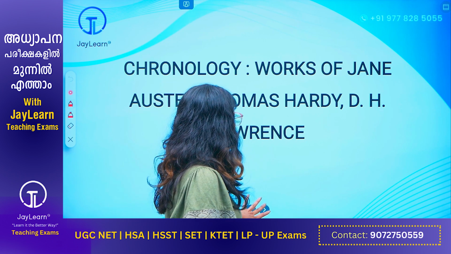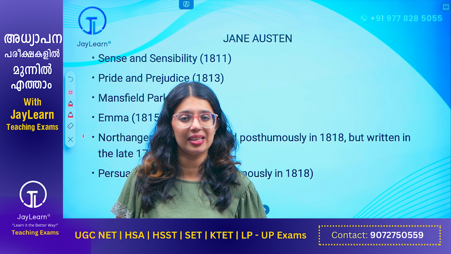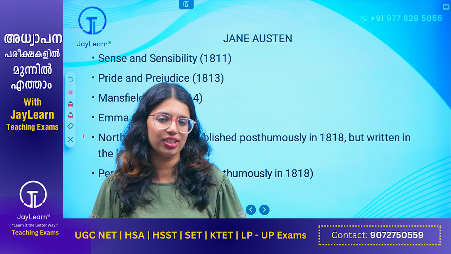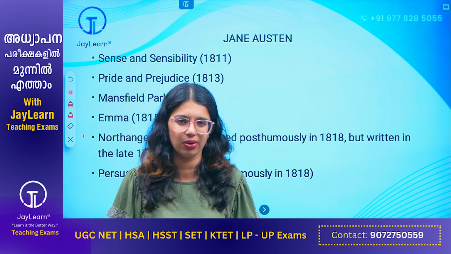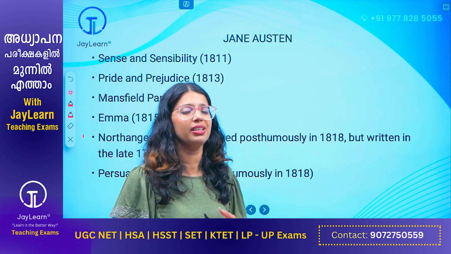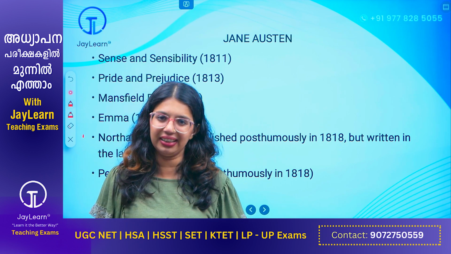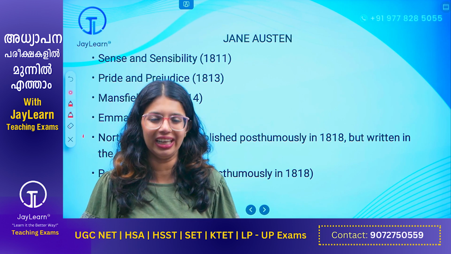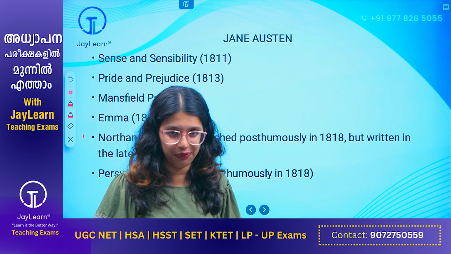So let's look into Jane Austen. The first published work was Sense and Sensibility, published in 1811. You have to remember the date of publication also. You can remember using some codes, but you have to remember the dates also. First, Sense and Sensibility, then Pride and Prejudice, 1813. Darcy, Elizabeth. Mansfield Park, 1814. Fanny Price. Emma comes in 1815.